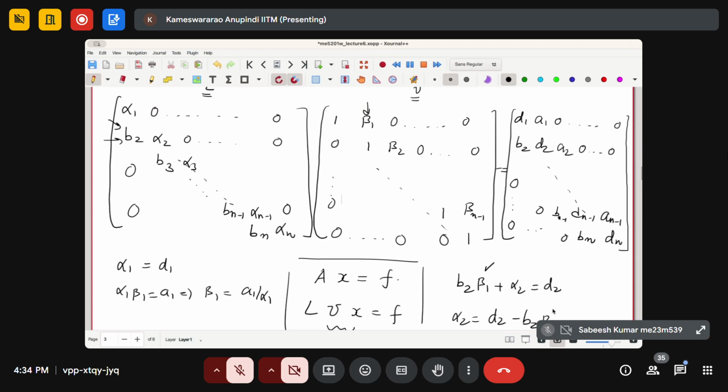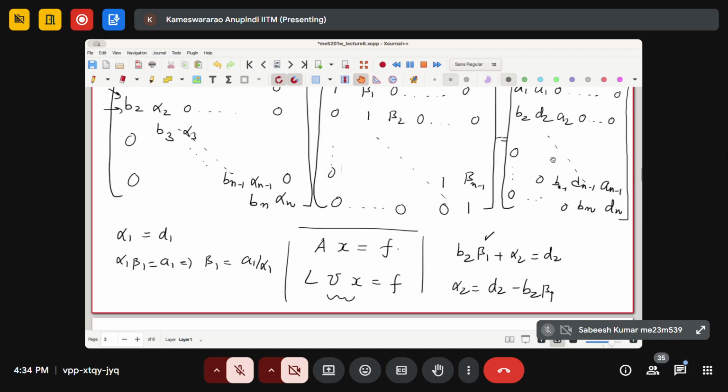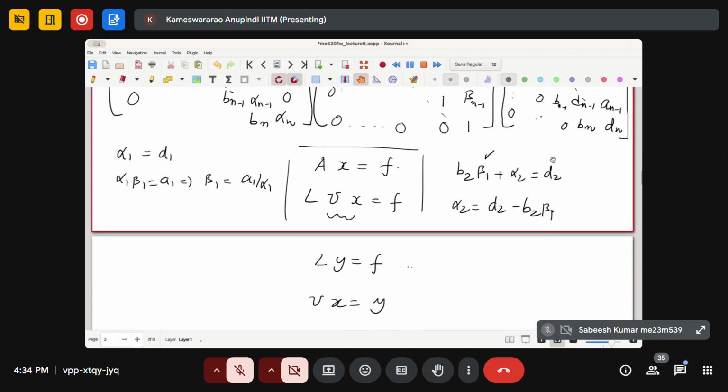I can do that. Then I can multiply the second row with the third column. That's going to give me B2 times 0, which is 0, right? Then I have alpha 2 beta 2 equals A2. So what I have is alpha 2 beta 2 equals A2.